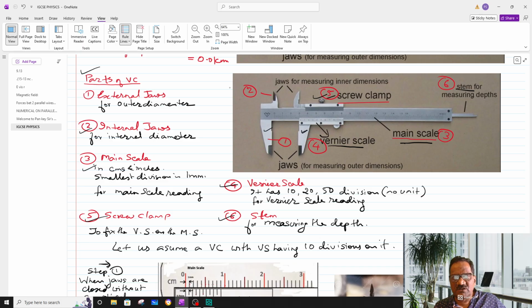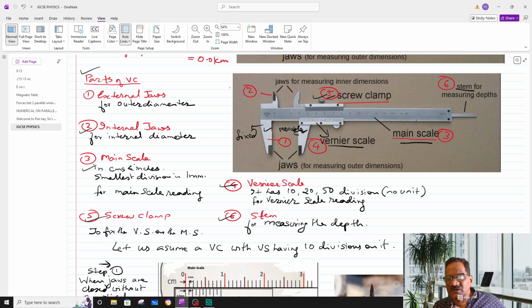Now see, this jaw is known as the movable jaw because this can move right and left. But this one is a fixed jaw. So you can name this as the fixed jaw. It is not moving. And this one is your movable jaw. It can move. So this movable jaw is attached to this particular stem.